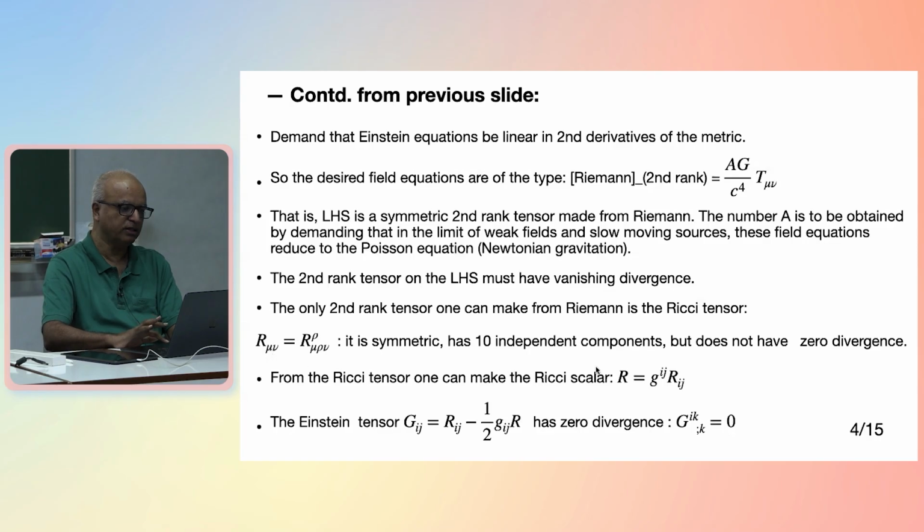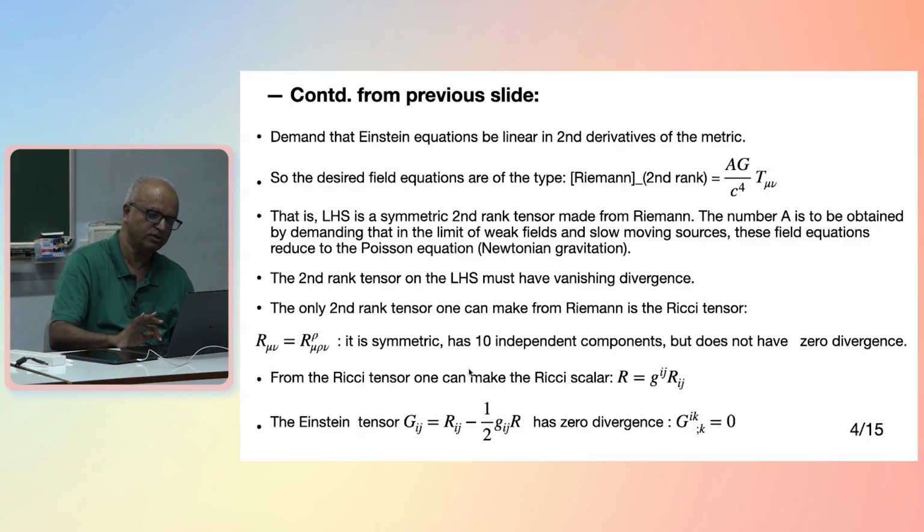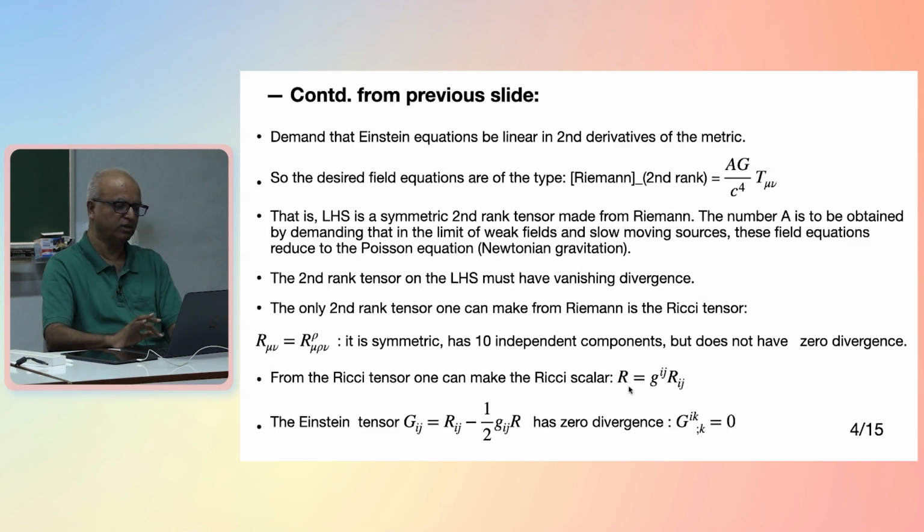However, the Ricci tensor does not have 0 divergence. It does not obey the Bianchi identity. What has 0 divergence? From the Ricci tensor, one can make the Ricci scalar, contract these two indices also. You have only R, the Ricci scalar. Define the Einstein tensor as Ricci minus half Gij R.